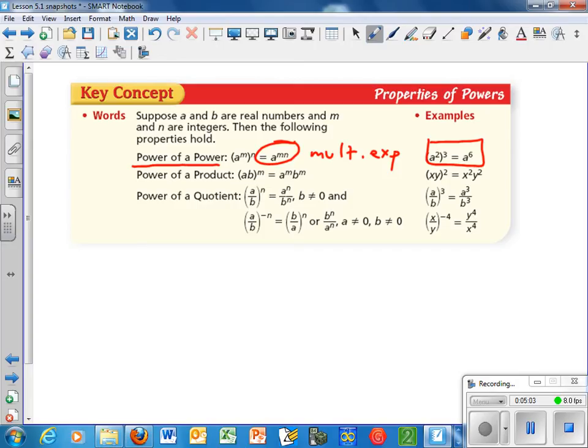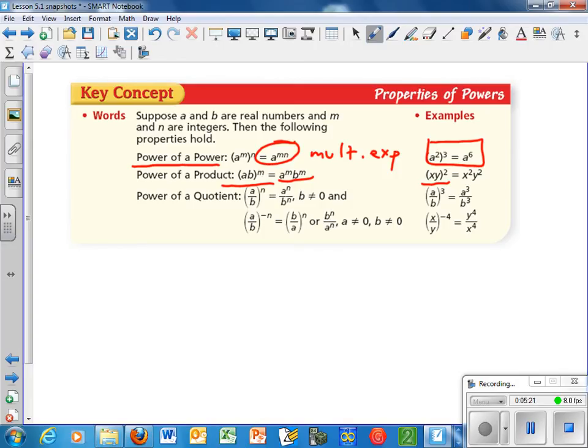Okay, if you have more than one variable inside there, which you do have here, you take each of them to that power. So if I have x to the first, y to the first inside parentheses, outside power of 2, multiply exponents, so 1 times 2 would be x squared. Same thing with the y, it'd be y squared.